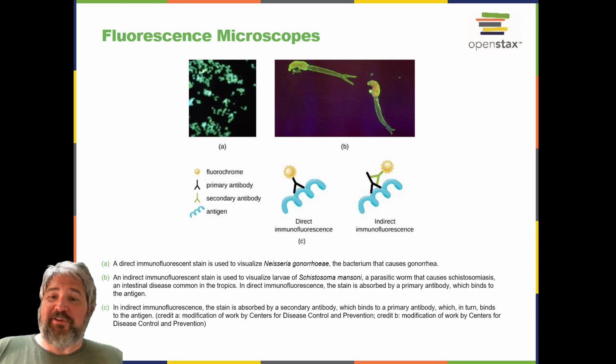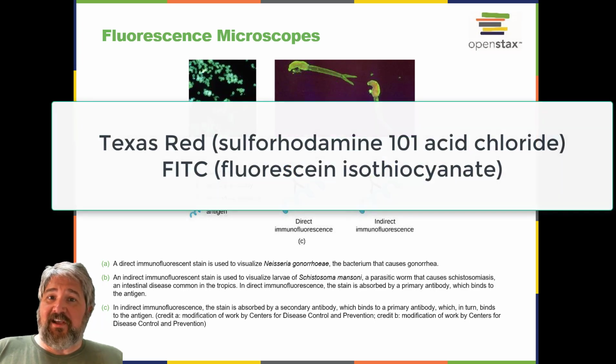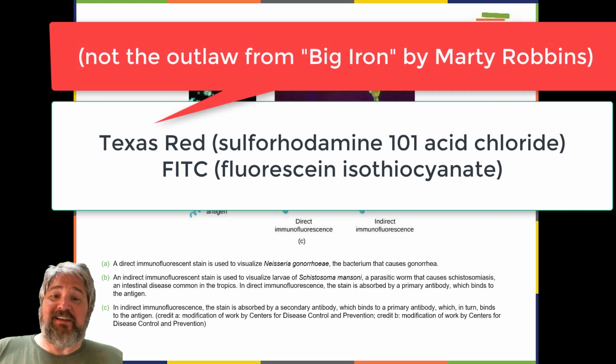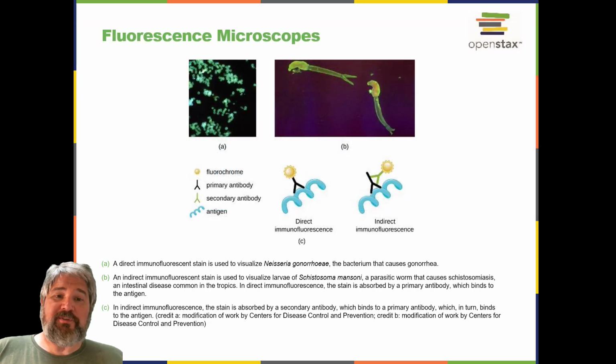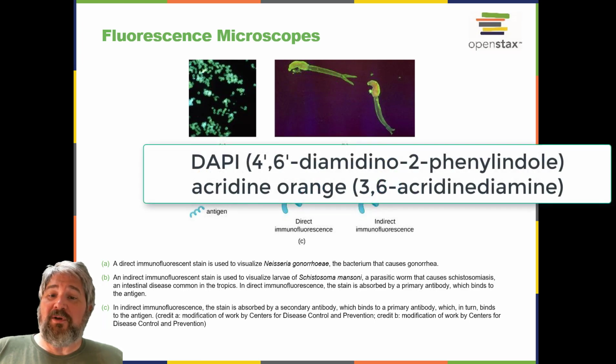Fluorochromes include naturally fluorescent substances, such as chlorophylls, as well as fluorescent stains that are added to the specimen to create contrast. Dyes such as Texas Red and FITC are examples of fluorochromes. Other examples include the nucleic acid dyes 4,6-diamidino-2-phenylindole, DAPI, and acridine orange.